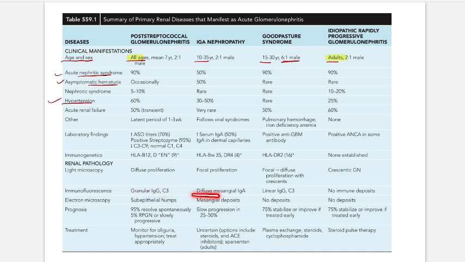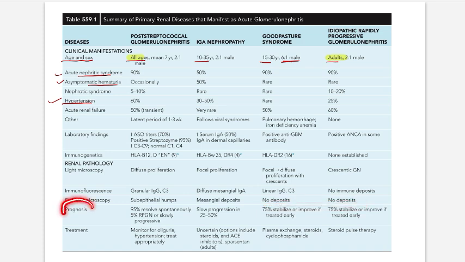Diffuse mesangial IgA deposition is seen in IgA nephropathy, as the name suggests. In Goodpasture syndrome, linear IgG and C3 deposits are seen, and in RPGN, no immune deposits are seen. If we proceed to electron microscopy, subepithelial humps, again very important, are seen in PSGN, mesangial deposits are seen in IgA nephropathy, and in Goodpasture and RPGN no deposits are seen.